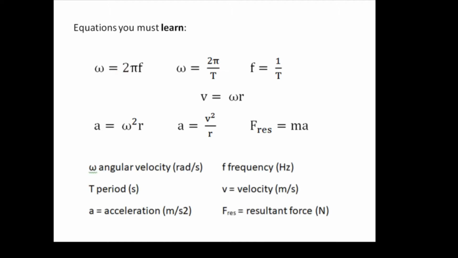Omega is angular velocity in radians per second, T is the period in seconds, a is the acceleration in meters per second squared, f is frequency in hertz, v is velocity in meters per second, F res, I always put res, it's the resultant force in newtons.